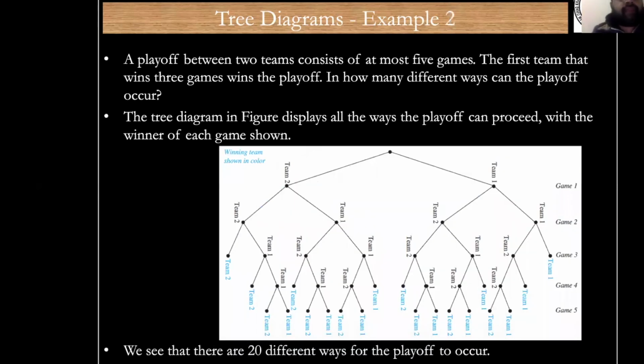A playoff between two teams consists of at most 5 games. The first team that wins 3 games wins the playoff. In how many different ways can the playoff occur? So in total, this is basically like the best of 5 games.